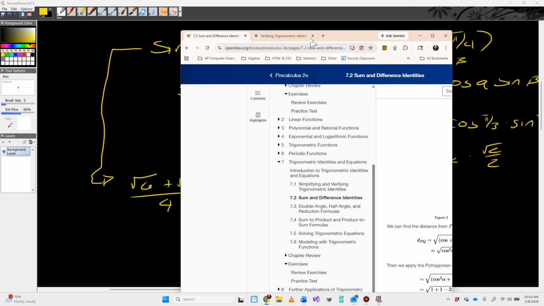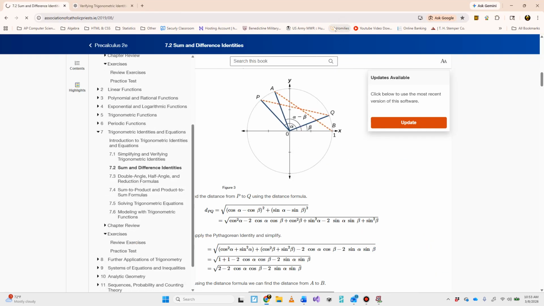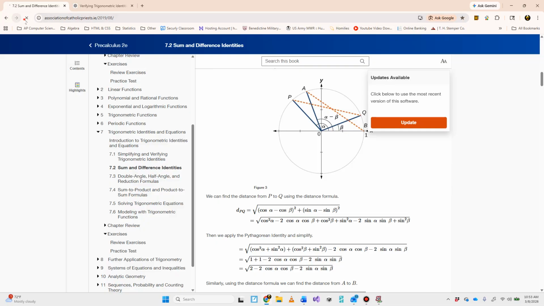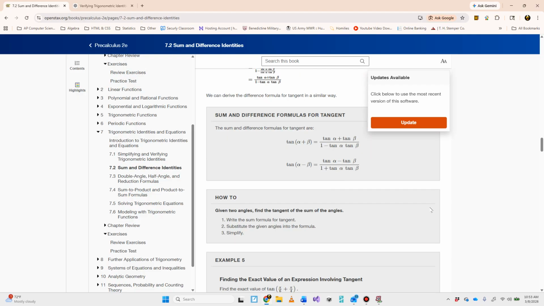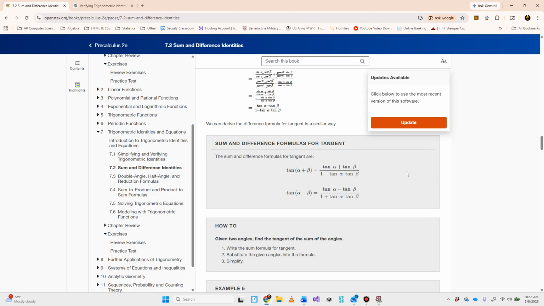There is another one here. Tangent. I didn't mean to hit that button. We'll stop this before it loads. There's the tangent formulas. Tangent of two angles, alpha plus beta. This is the formula that you will use. The tangent of alpha minus beta. This is the formula that you will use.